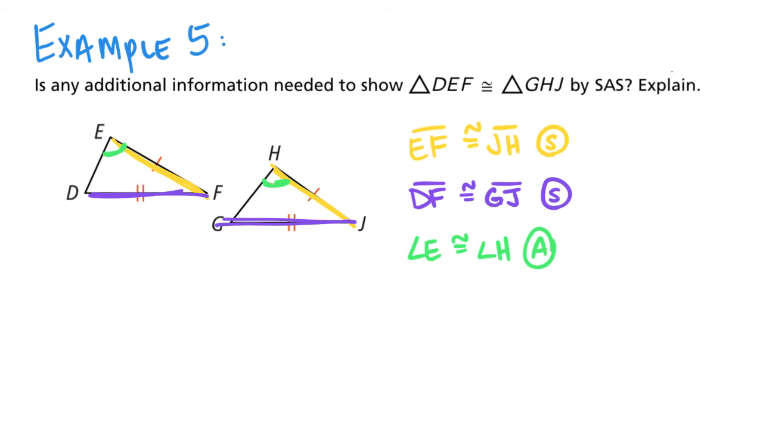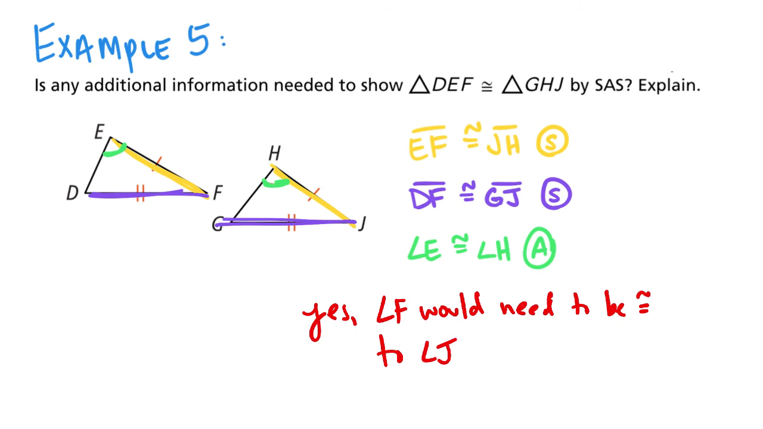So like I mentioned, I see I have two pairs of sides and one pair of angles. But the problem is this pair of angles here is not the included angles for these two sides. It's not the angle that's made by the yellow segment and the purple segment, right? That would be angle F and angle J. So if I wanted to say that these were congruent by SAS, yes, I would need additional information. So I'm going to say yes, angle F would need to be congruent to angle J to use SAS.